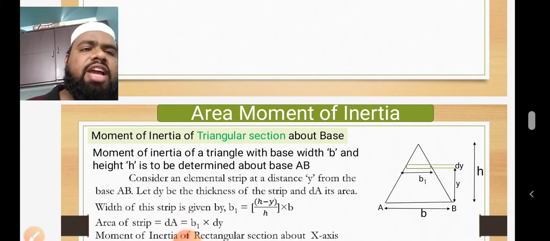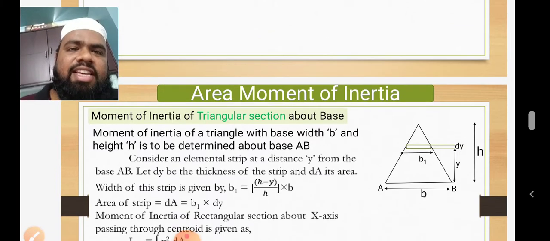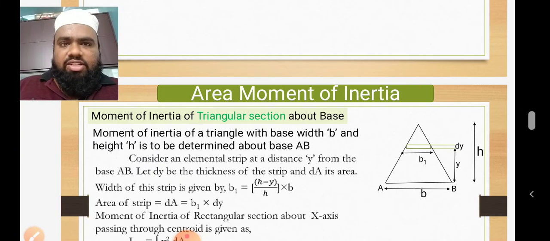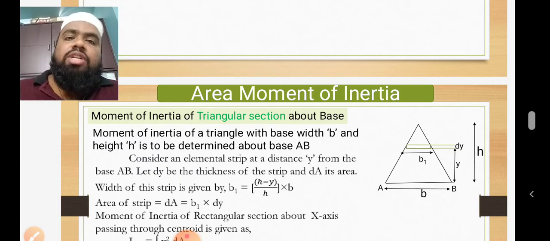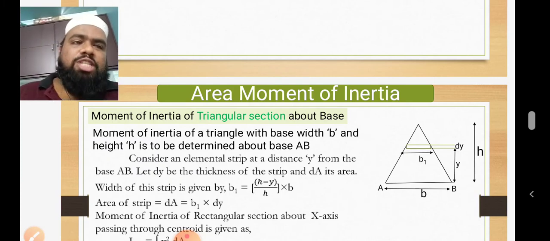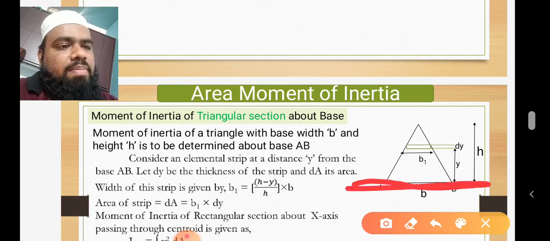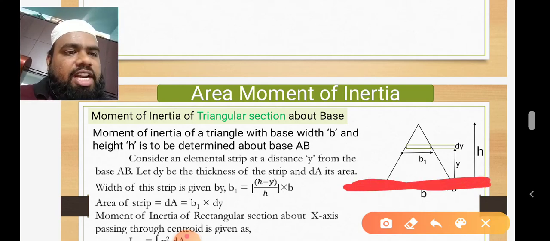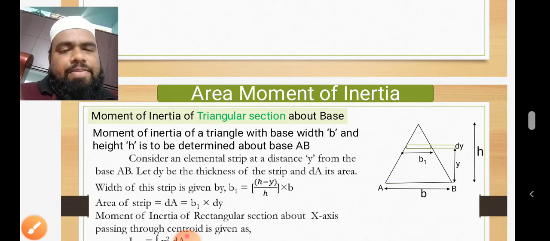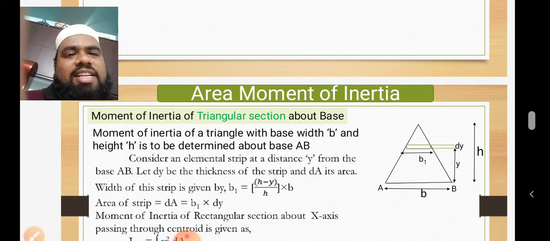Moment of inertia of a triangular section about base. See the things. Here we are finding the moment of inertia of a triangular section. That about is compulsory. About base. Base means nothing but this part, the base. So we are finding moment of inertia for this whole triangular section about its base. Clear? Base means horizontal axis, that's nothing but x axis.